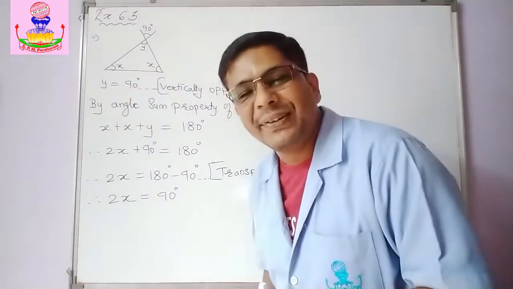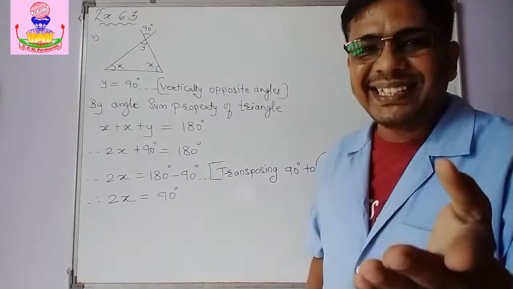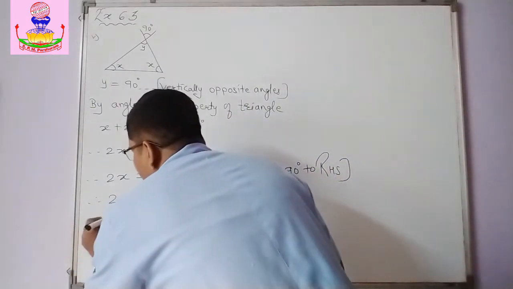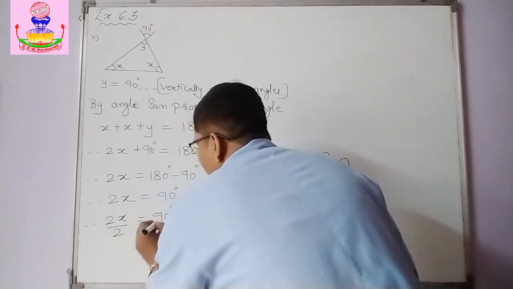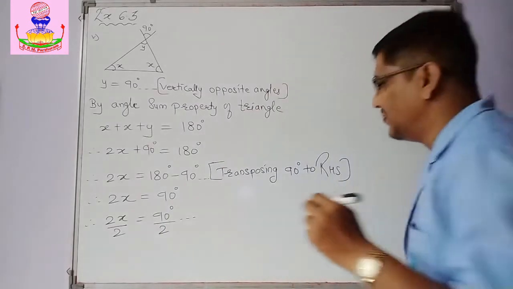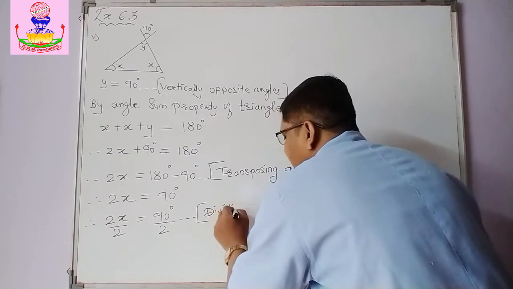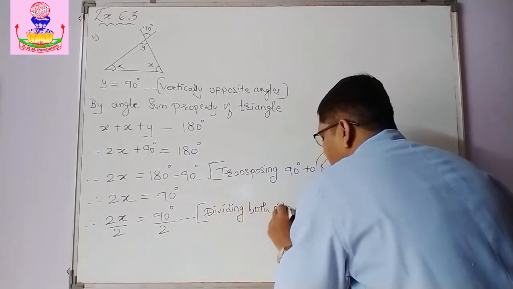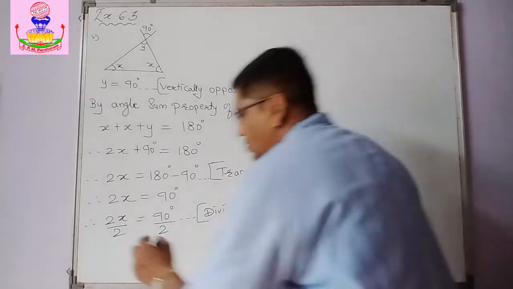Now what can we do? What is the sign between these two, 2 and x? Multiplication. So the opposite of multiplication, yes, exactly, division. So what you will do? Dividing both sides by 2. So that is 2x upon 2 is equal to 90 degrees upon 2. So what you did, dividing both sides by 2.